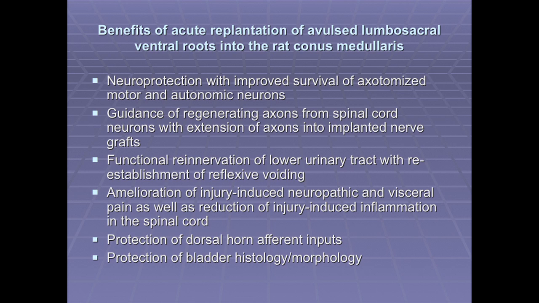So when it comes to the surgical repair of conus and Cauda Equina injuries, we conclude that the surgical replantation of roots can be neuroprotective, meaning that it increases the survival of both motor neurons and the autonomic neurons. We also have shown that they stimulate the growth of axons from the central nervous system to the peripheral nervous system, which is a huge aspect of this, and really critical for anything that later comes with the functional reinnervation.